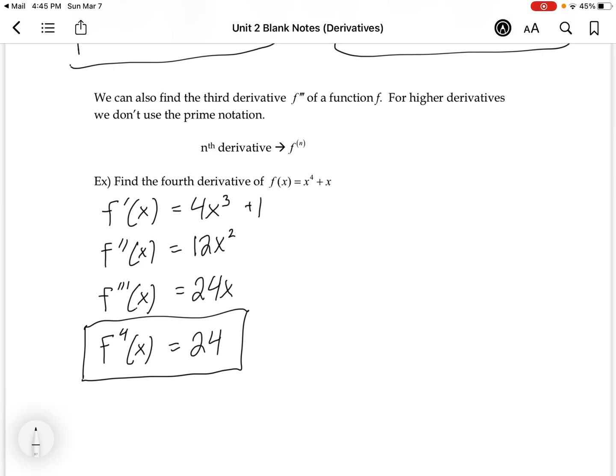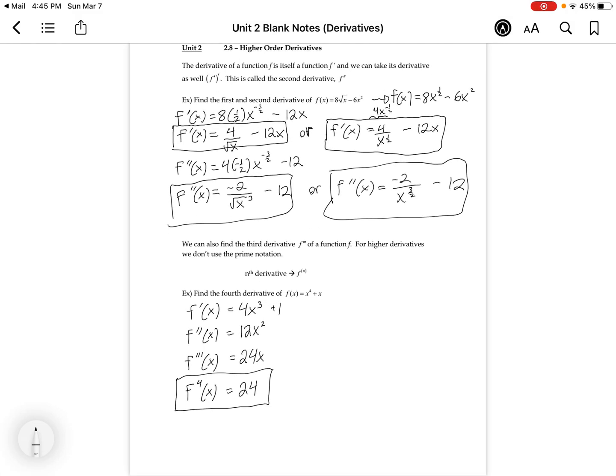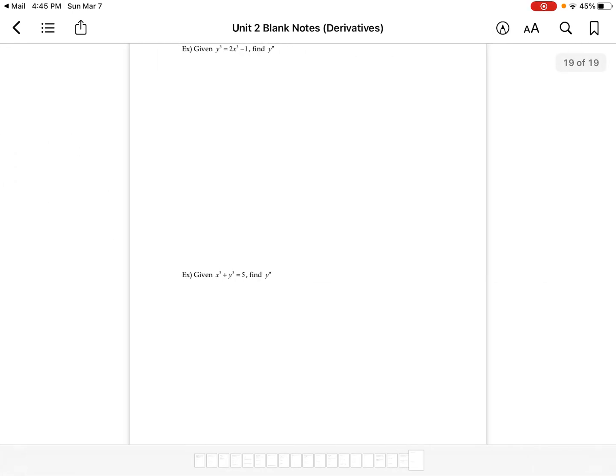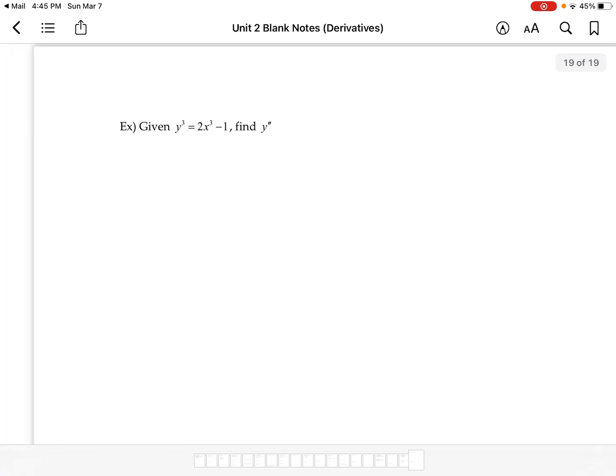Okay, so essentially when we're finding higher order derivatives, we're just doing the process again and again. Now, where things can get a little bit more complicated is when we start doing higher order derivatives with implicit differentiation. So we're going to do a few examples of this as well.